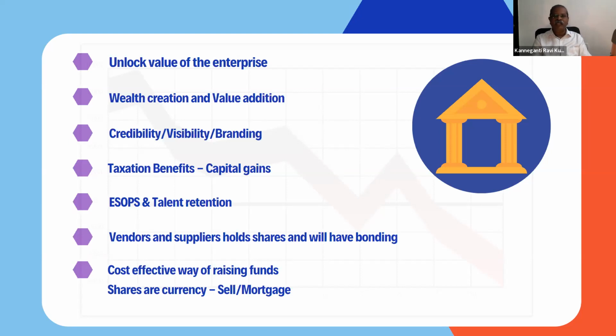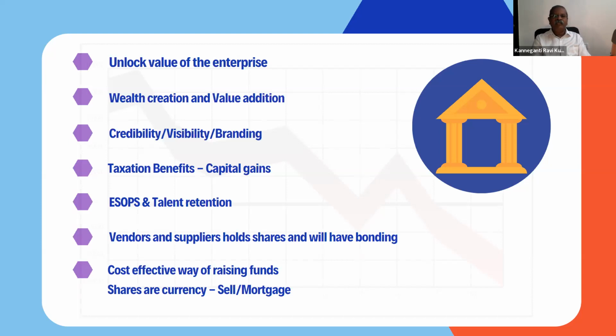Coming to the next one, vendors and suppliers hold shares and will have bonding. In certain SME segment companies, the promoters are giving shares to all the customers, suppliers and vendors, and they will be holding the shares, and they have a bond with the company itself, and they will not leave the company. They will not go to any competitor or anybody else, since they have a bonding that they are also shareholders, and they are also owners of the company to some extent. So that is also another benefit, wherein the vendors and suppliers will continue with the company as long as the company grows, and they will also grow and get benefited out of that.